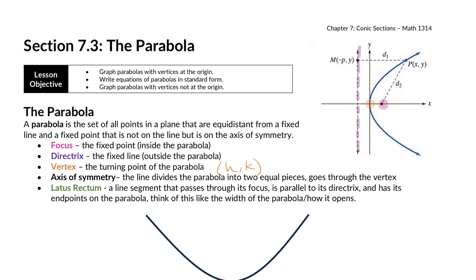So even though for every other shape, the orange has been used for the center, we're changing the vocabulary word here to the vertex. However, it's still H and K, so we still use it the same way. It's always the starting point of things when we're graphing and we're writing the equations.